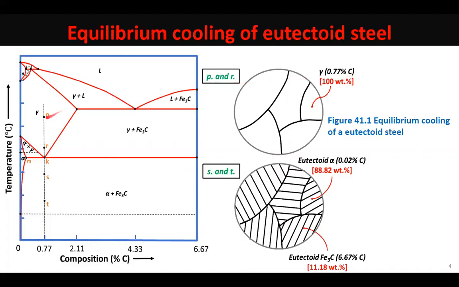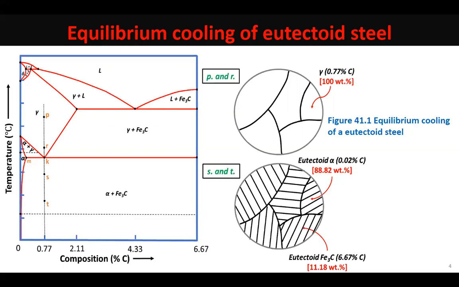Okay, then we start cooling the steel under strict conditions of equilibrium. No change would occur in the steel even at point R. The same microstructure exists even till the eutectoid temperature. There exists no change in the microstructure of the steel.